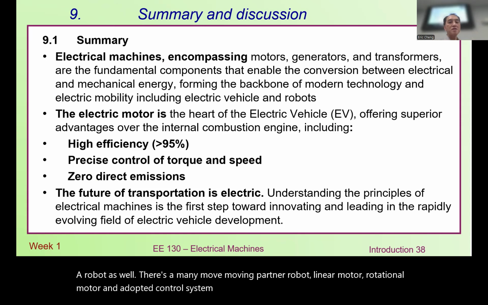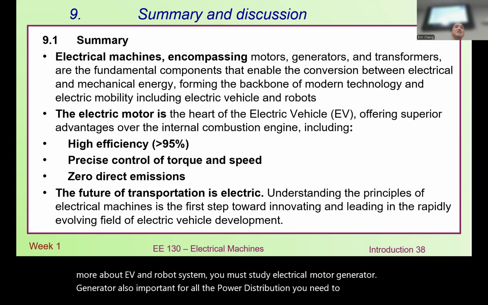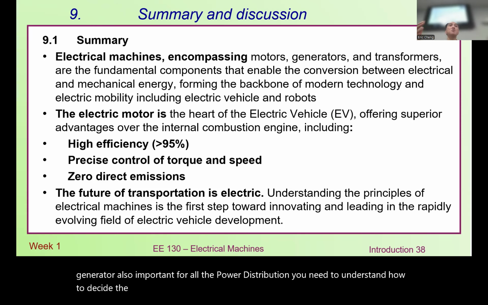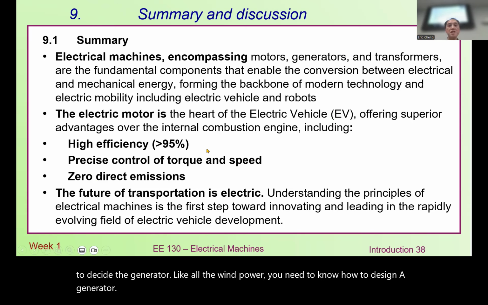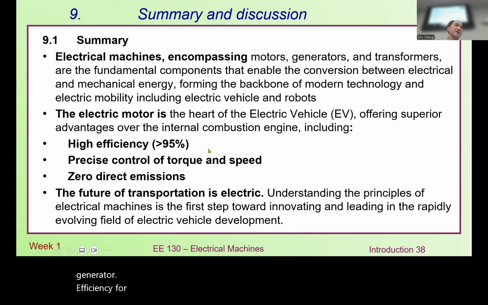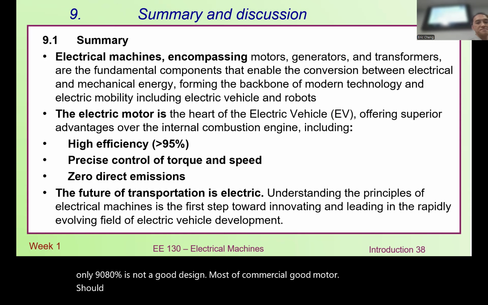So that means if you want to understand more about EV and robot systems, you must study electrical motor and generator. Generator is also important. For all the power distribution, you need to understand how to design the generator. Like all the wind power, you need to know how to design a generator. Efficiency for motor today is at least 95% to be sensible. If you design your motor at only 90% or 80%, it is not a good design. Most commercial good motors should be at least 95%.